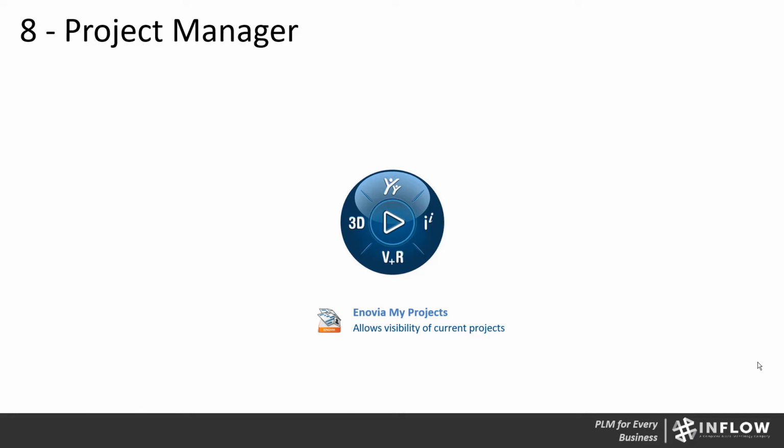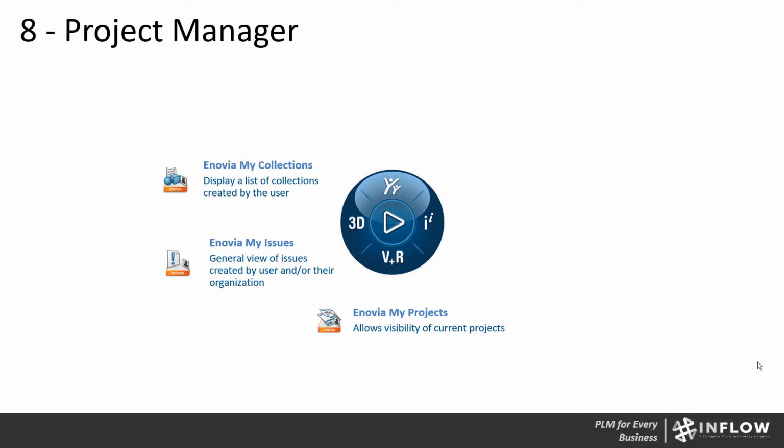In the Project Manager role, you get some apps like Enovia My Projects, which of course allows you visibility over where your current projects are and what you're working on. My Issues allows you to visualize and understand your issues and also create new ones as they arise. My Collections just allows you to create lists and collections by each specific user. My Root Tasks, very similar to the tasks we've seen before, just allows you to create tasks for yourself or for others to keep your project moving along, keep your project on time.